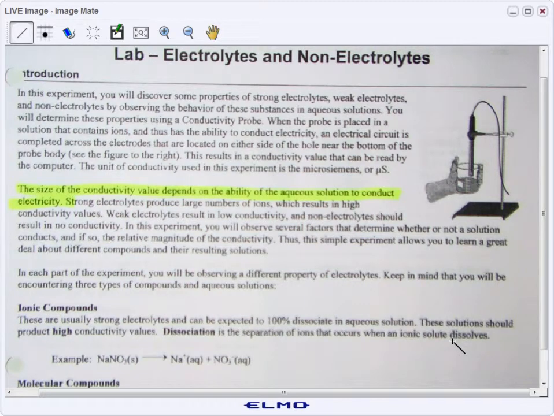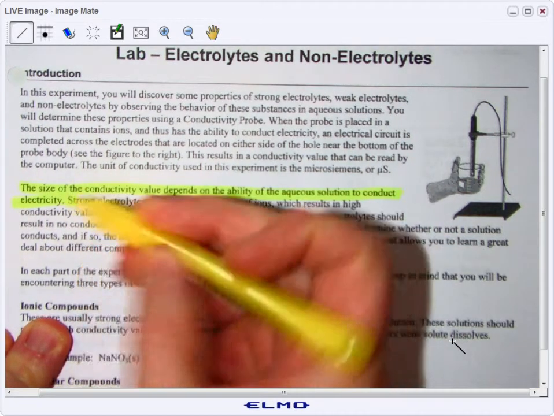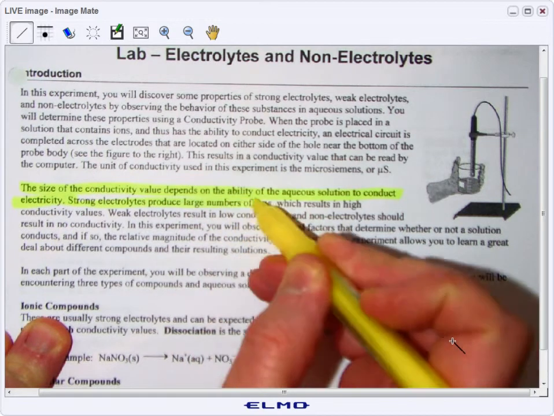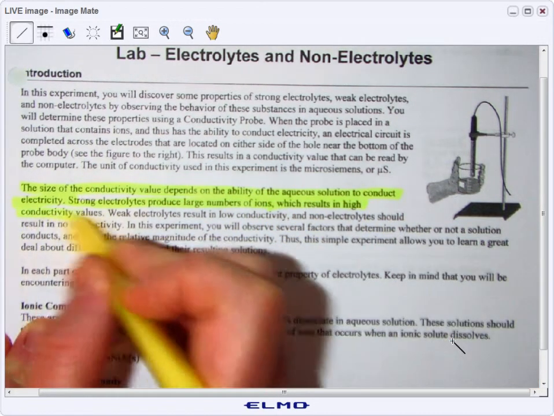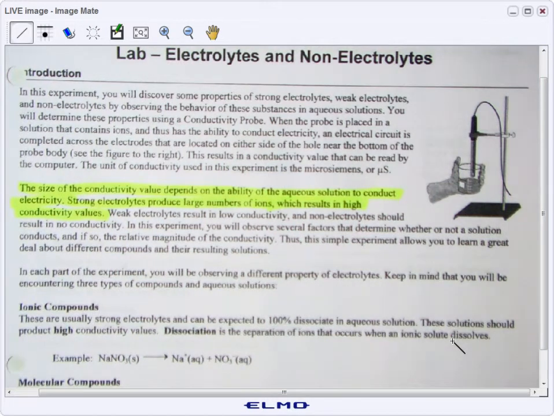Okay? Strong electrolytes produce large numbers of ions which result in high conductivity values. So in order for something to conduct electricity, it has to dissolve in water, and it's going to have to split into its ions. If it doesn't split into its ions, it's not going to conduct electricity. That's how it works. So we'll have to keep an eye on that.